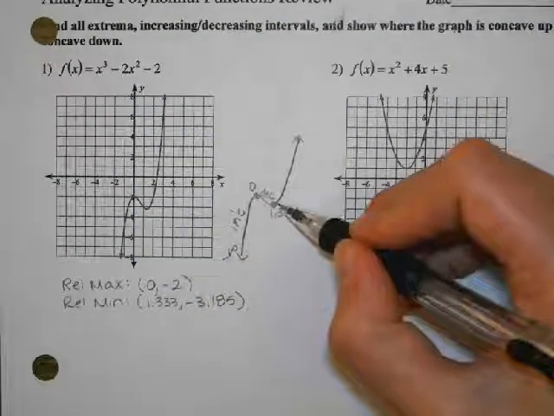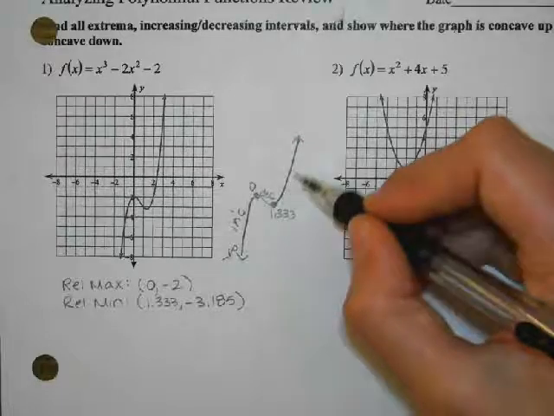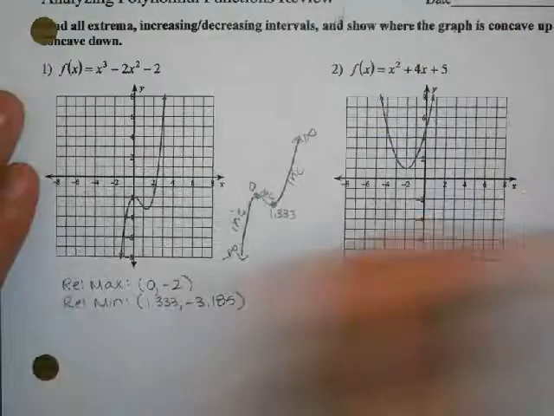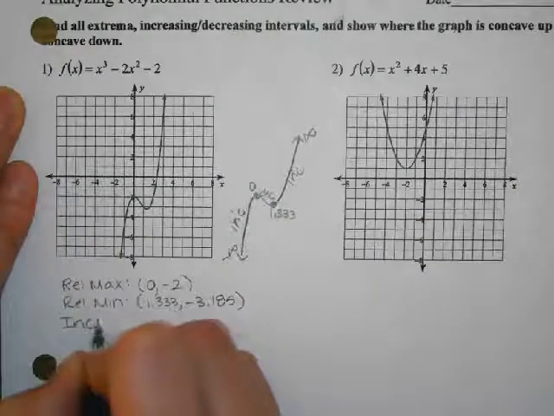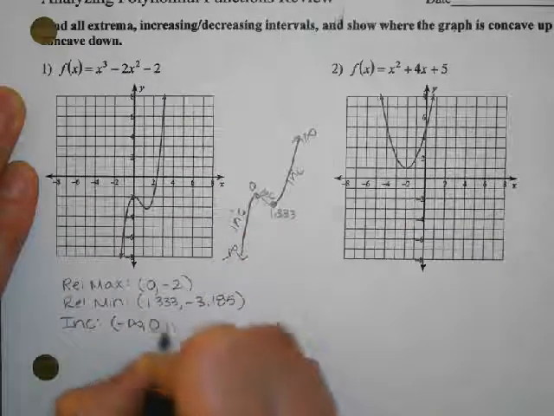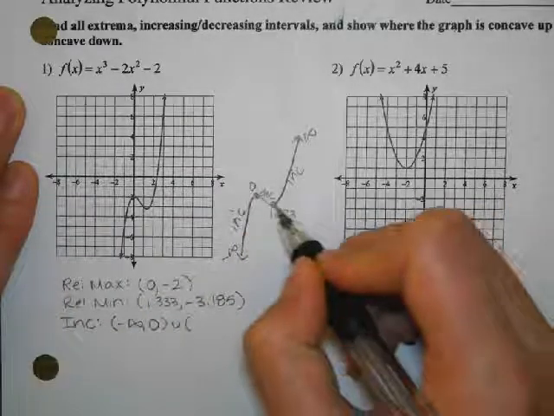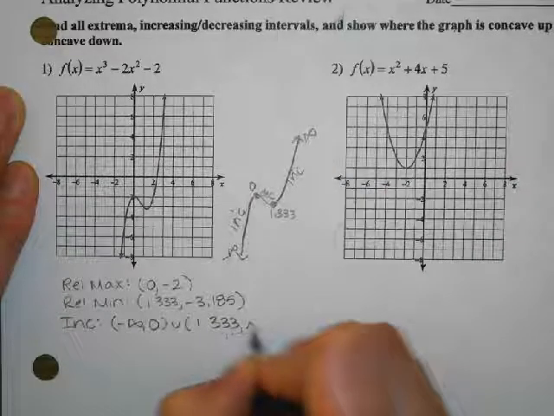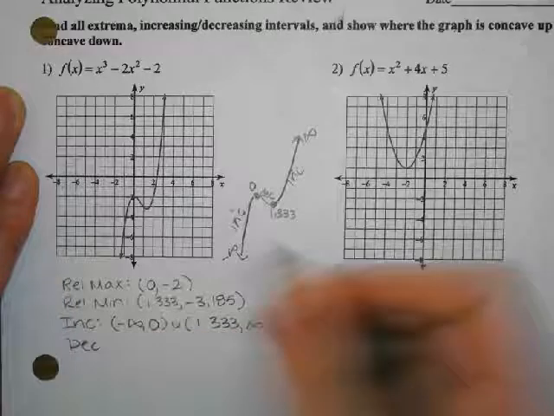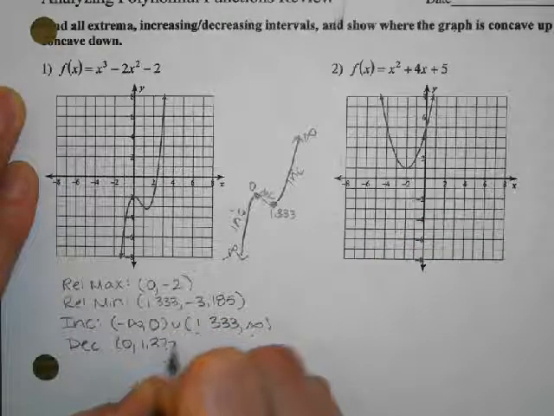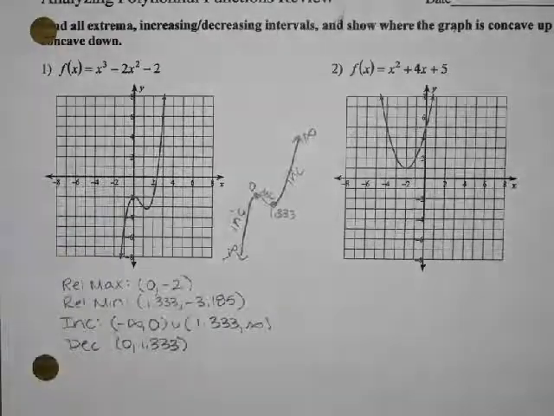And then after that x value of 1.333, the graph starts increasing again, and it increases all the way to infinity. So for my increasing interval, I'm going to say I've got negative infinity to 0, and 1.333 to infinity. The decreasing interval would be from 0 to 1.333. So there's my increasing and decreasing intervals.